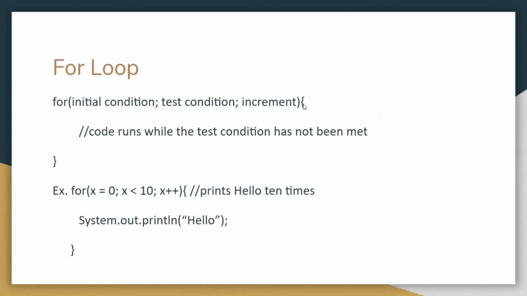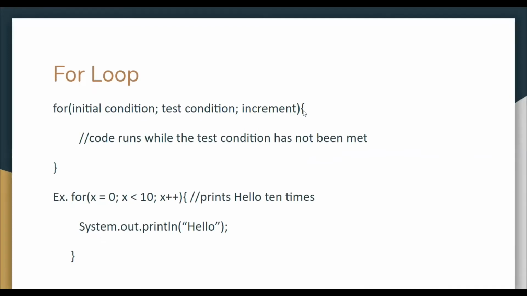I'll talk about the for loop next. It's a bit more complicated, but should be similar. For a for loop, the format would be for and then a left parenthesis and a right parenthesis, and within the parentheses, you have to have an initial condition, a test condition, and an increment. So how it works is the code runs inside while the test condition has not been met.